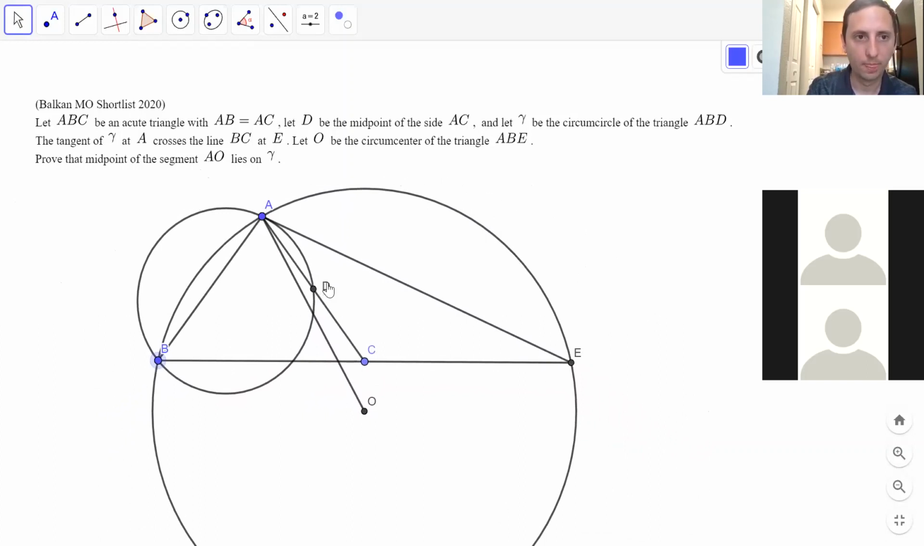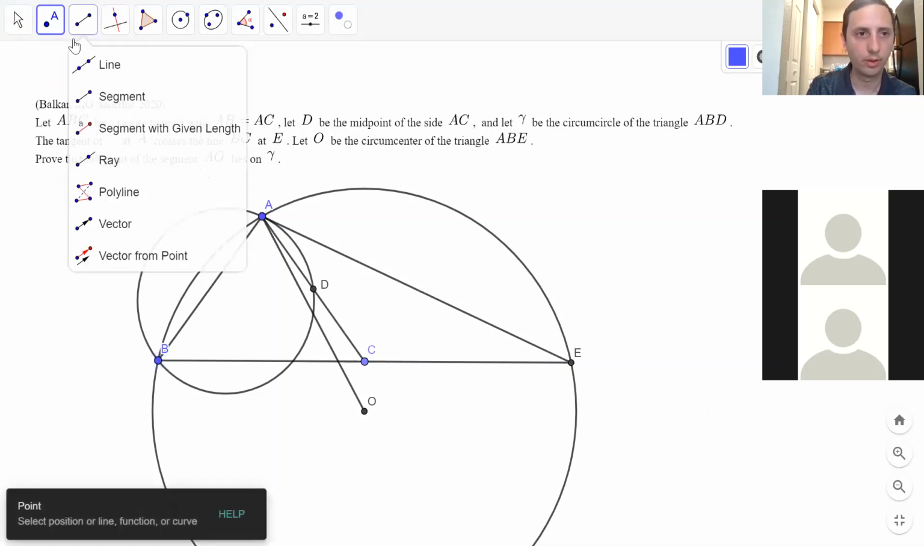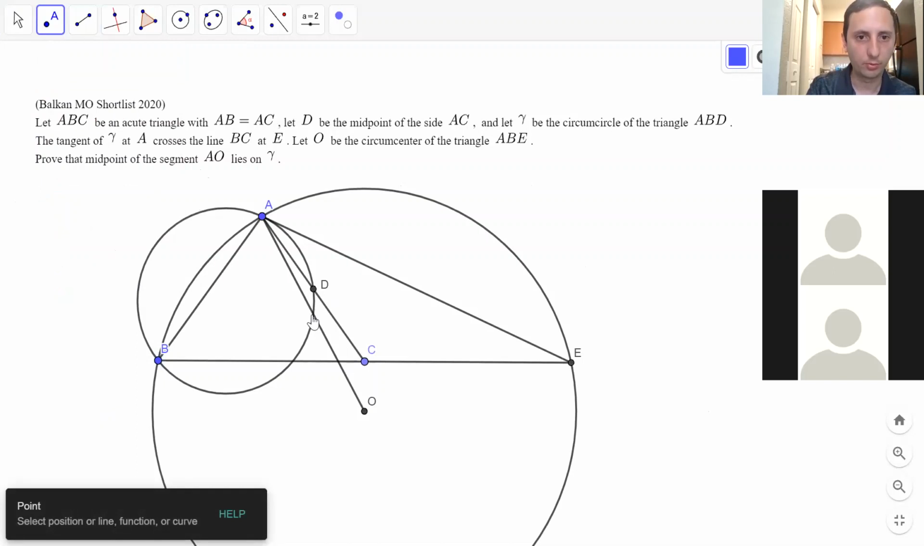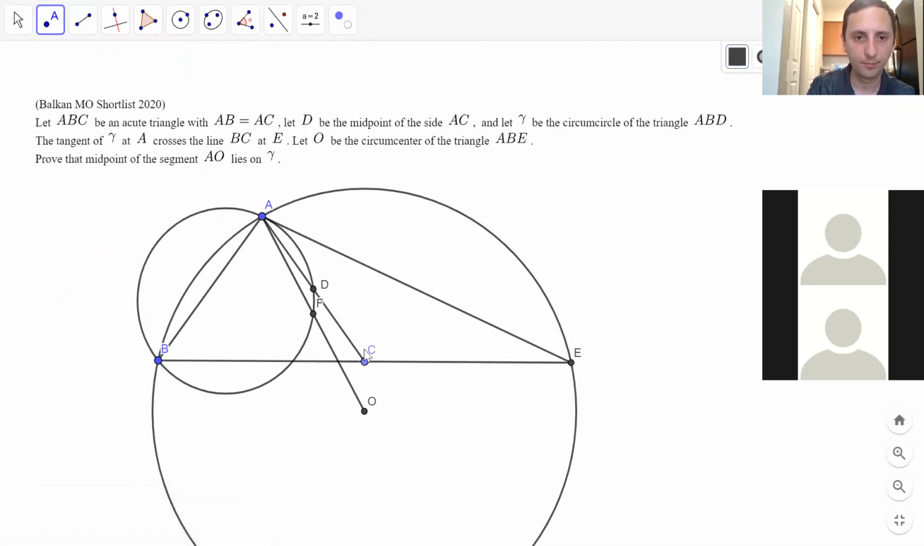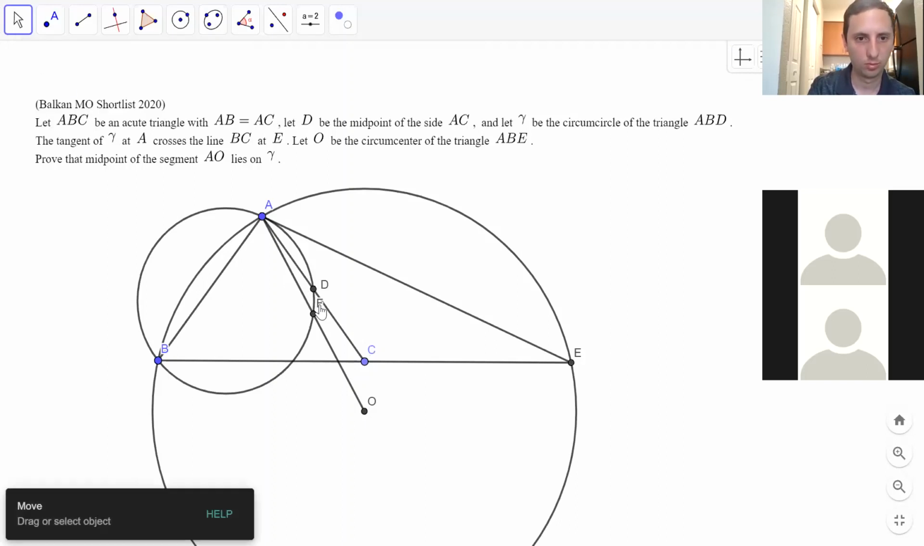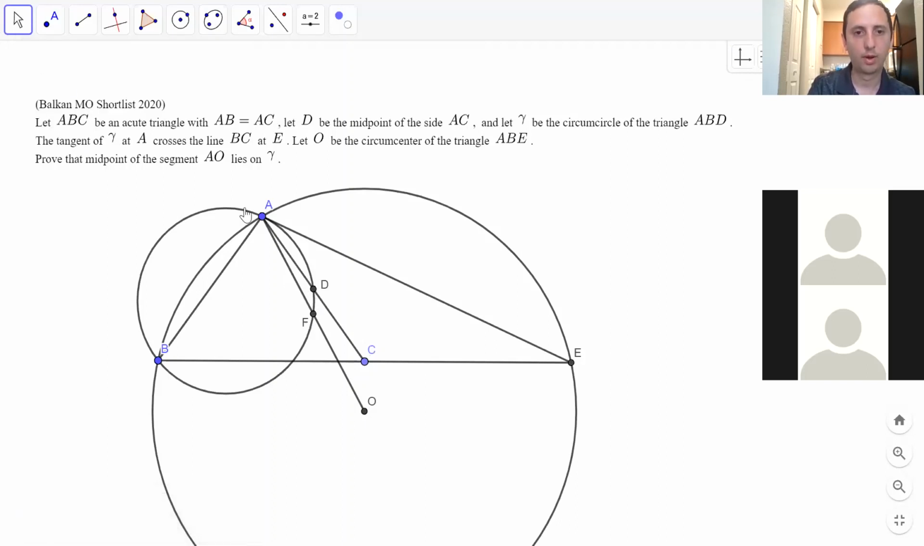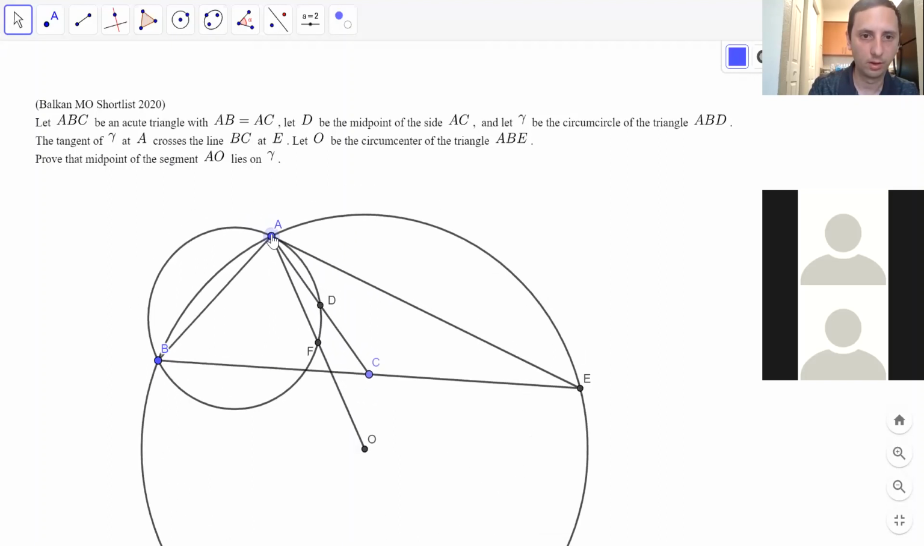D is the midpoint of AC. Okay, so really we just want to show OC. Well, C is not necessarily the midpoint of BE, but D is the midpoint of AC. We want to show F is the midpoint of AO. So we want to show DF is parallel to OC, right?